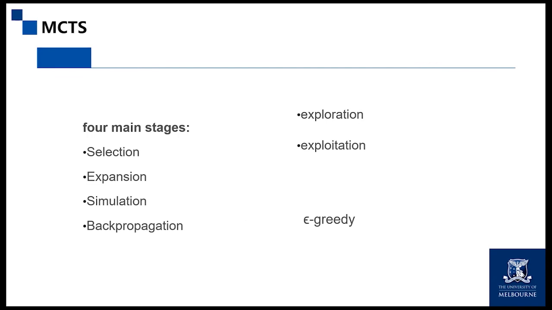Monte Carlo tree search is a tree data structure-based search algorithm that can weigh exploration and exploitation, and is still relatively effective in a large search space. This tree search algorithm consists of 4 main stages: selection, expansion, simulation, and backpropagation. We use the epsilon-greedy algorithm to make a compromise between exploration and exploitation.